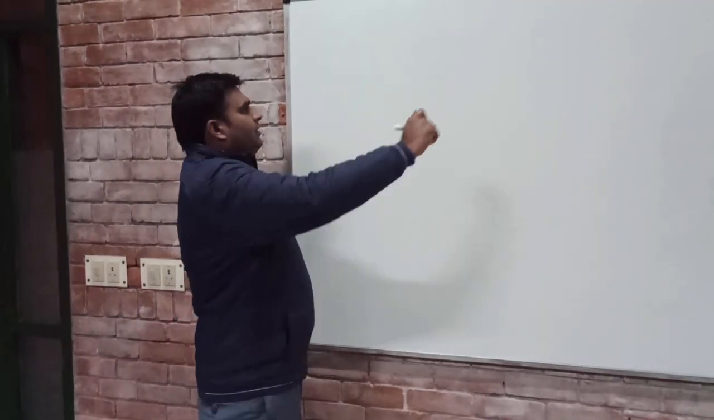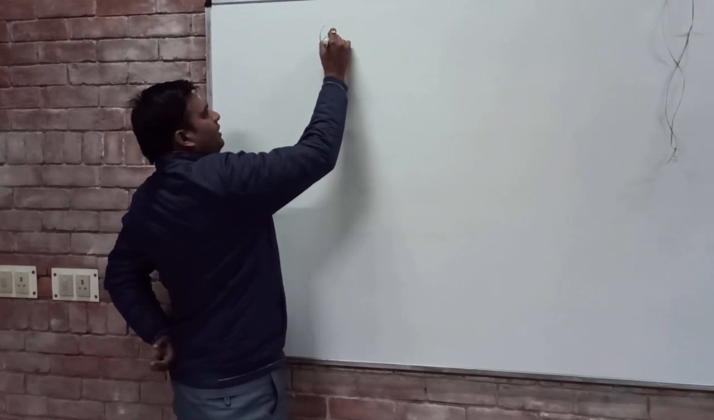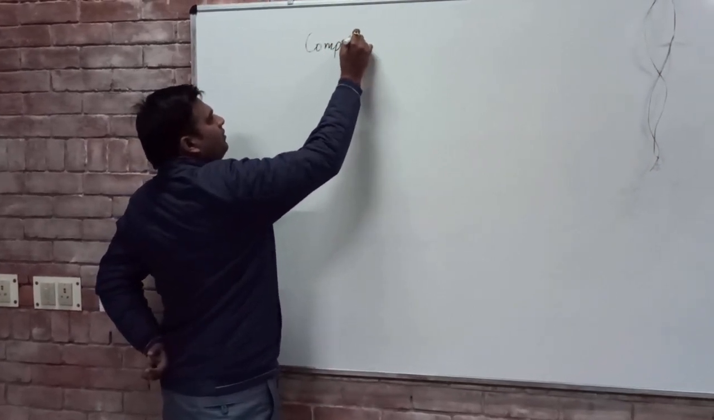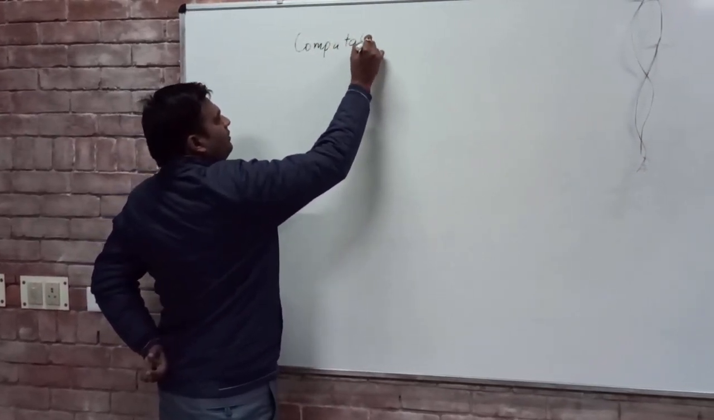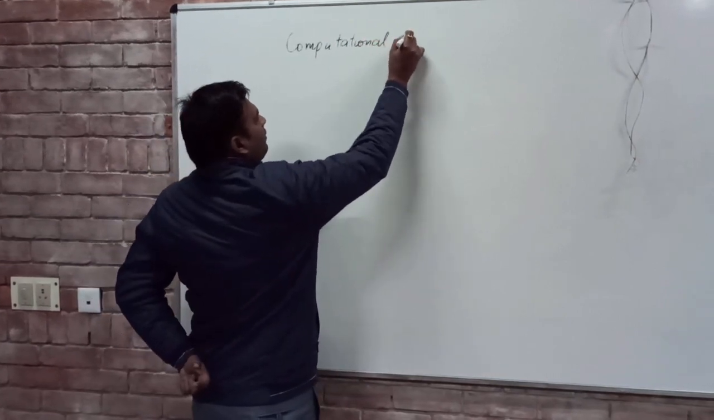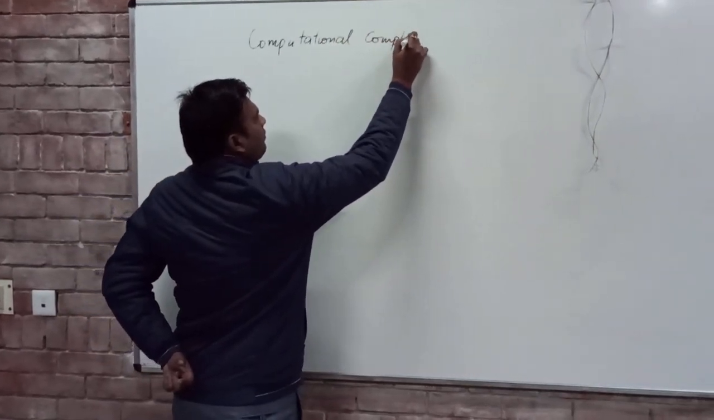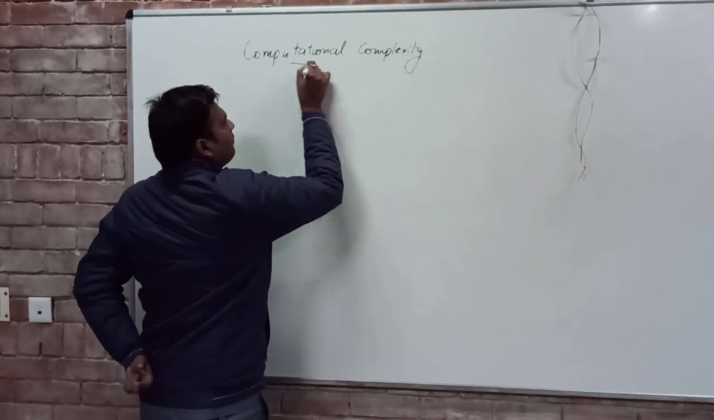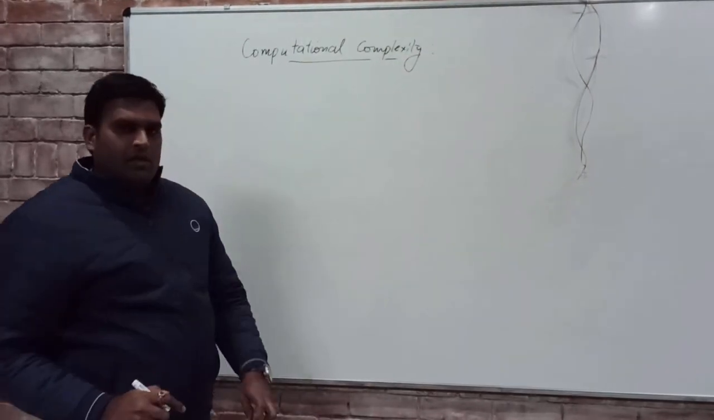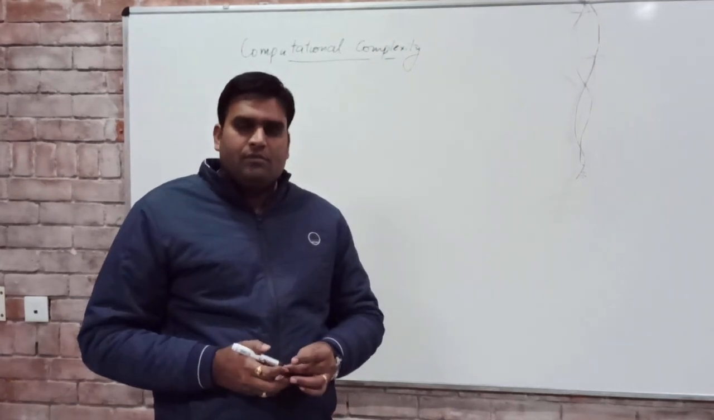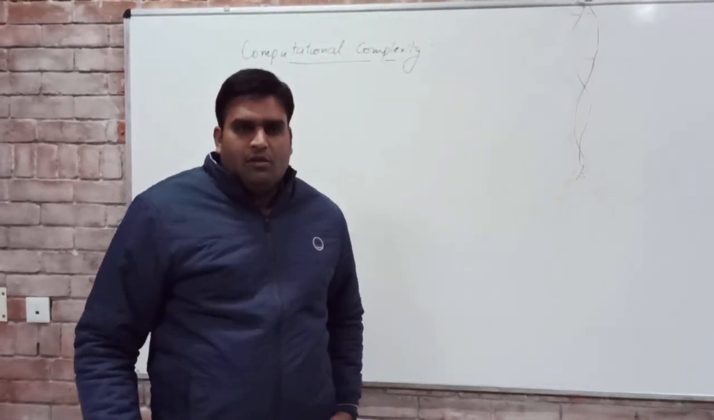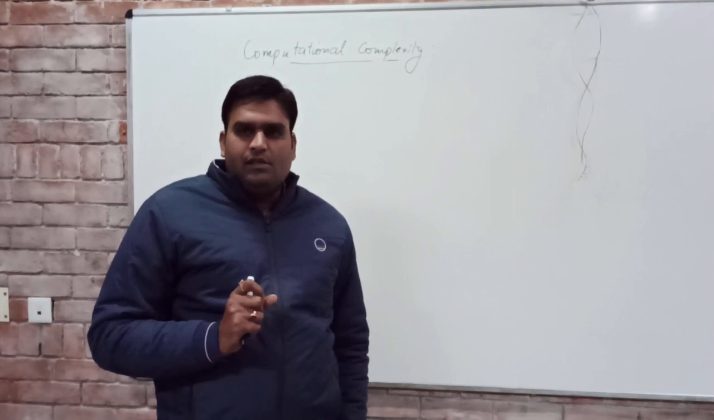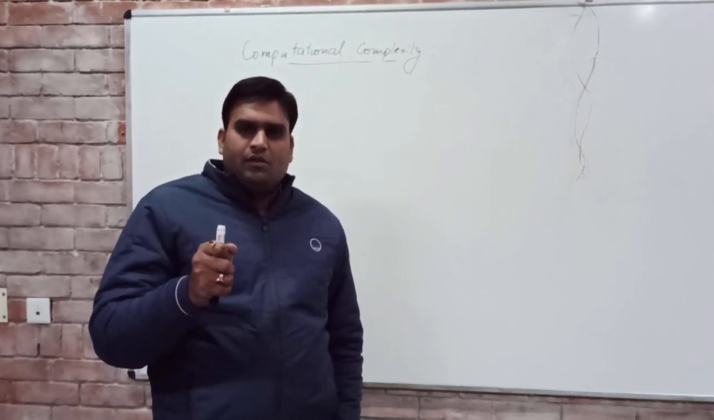Very good afternoon. Today we are going to discuss computational complexity of algorithms. It is a very famous topic in computer science and also a very interesting topic, computational complexity. In computer science, we generally deal with solving problems. So the main objective of computer science is to provide solutions to problems.